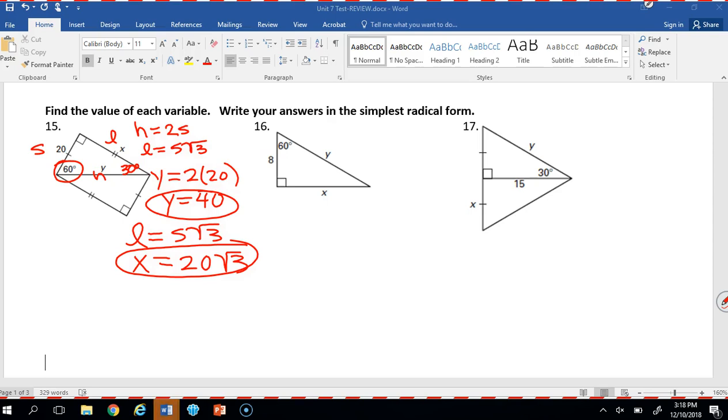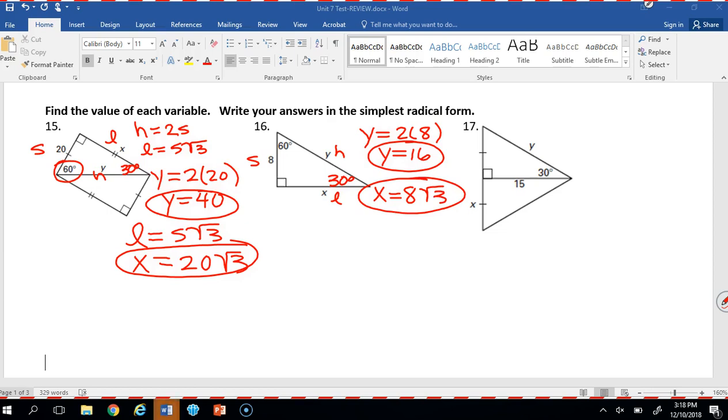So over here again with number 16, we have another 30, 60, 90 triangle because we have a 60-degree angle, and that means that one's 30. So opposite the 30-degree angle, again, is the short side. Opposite the 60-degree angle is the long side, and opposite the right angle is the hypotenuse. So here again, we can say that h is equal to 2 times the short leg, so y is equal to 2 times 8, which means y is equal to 16. Then we can say that the long leg, which is x, is equal to the short leg, which is 8 times the square root of 3. That was our formula for the long leg.